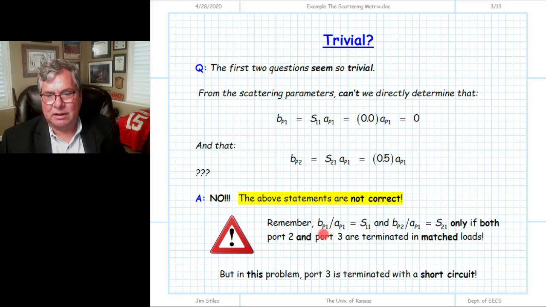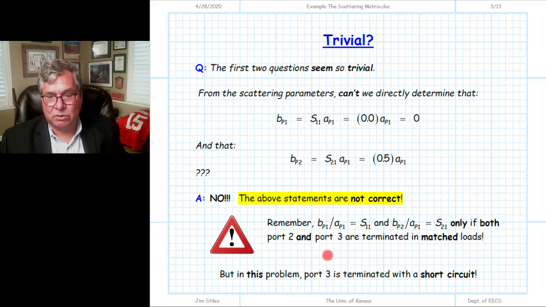The value of BP1 over AP1 is equal to S11, and likewise this ratio is equal to S21, only if both port 2 and port 3 are terminated in matched loads, only if there's only one incident wave and that wave is on port 1.